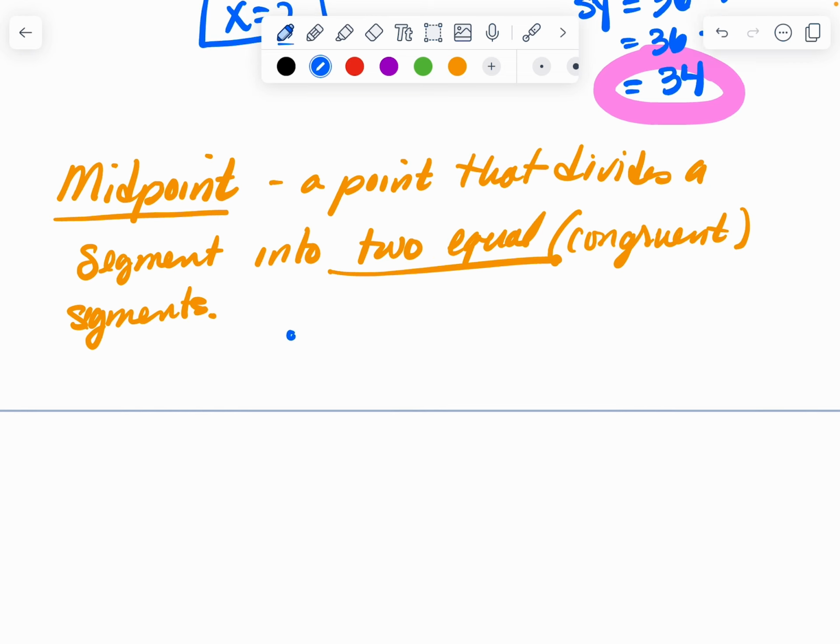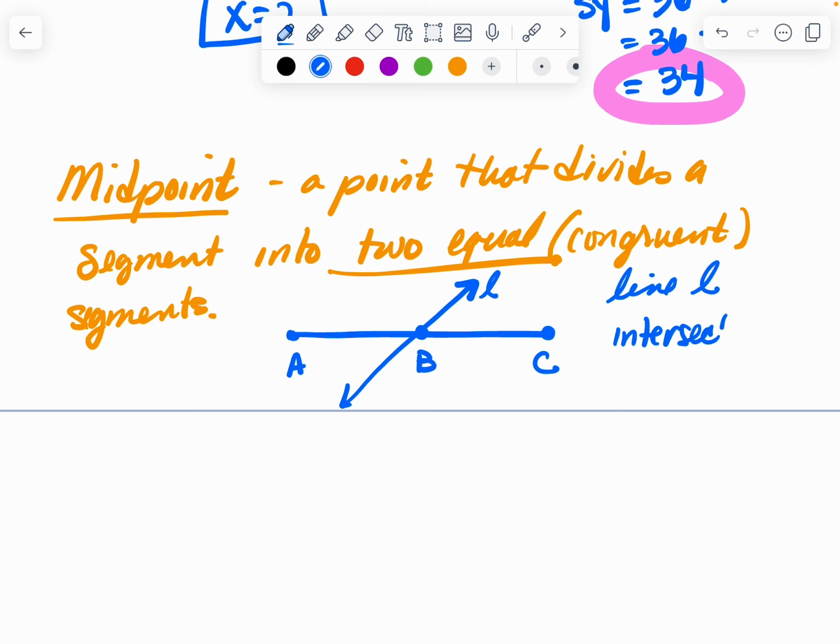So a diagram of that would look something like this. So line L intersects segment AC at midpoint B, which means that I can now say, using those two red lines, because they both have a single slash through them, that those two pieces are congruent or equal.